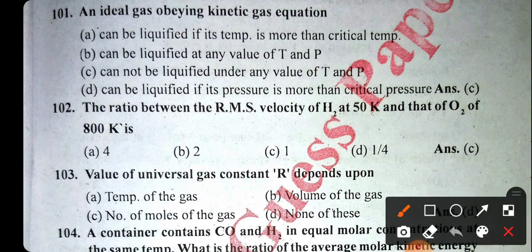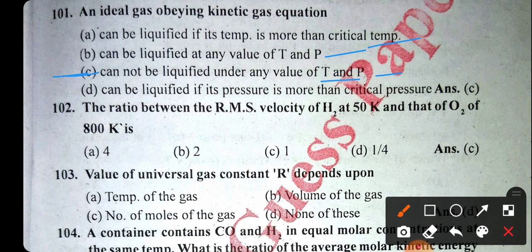Now the first question is: an ideal gas obeying kinetic gas equations can be liquefied if its temperature is more than the critical temperature; can be liquefied at any options of T and P; option C is can't be liquefied under any value of T and P, that is temperature and pressure; can be liquefied if its pressure is more than the critical pressure. The right answer will be option C, that it cannot be liquefied under any value of temperature and pressure.